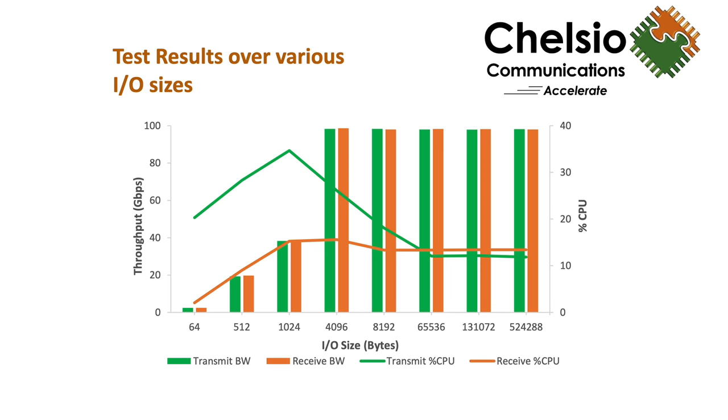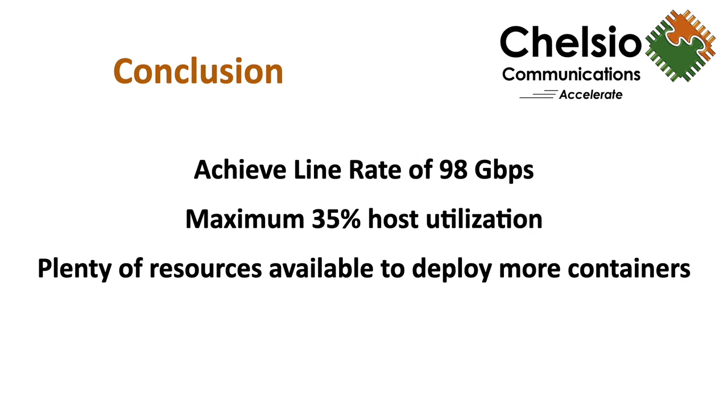The receive CPU utilization is basically flat once the I/O size reaches 1K. While we see CPU utilization of 35% at 1K on the transmit side, it reduces to around 12% at the 64K I/O size. So the conclusion is we achieve line rate of 98 gigabits per second with a maximum of 35% host utilization on the transmit side, which reduces down to about 12 to 13%. There are plenty of resources available to deploy more containers.